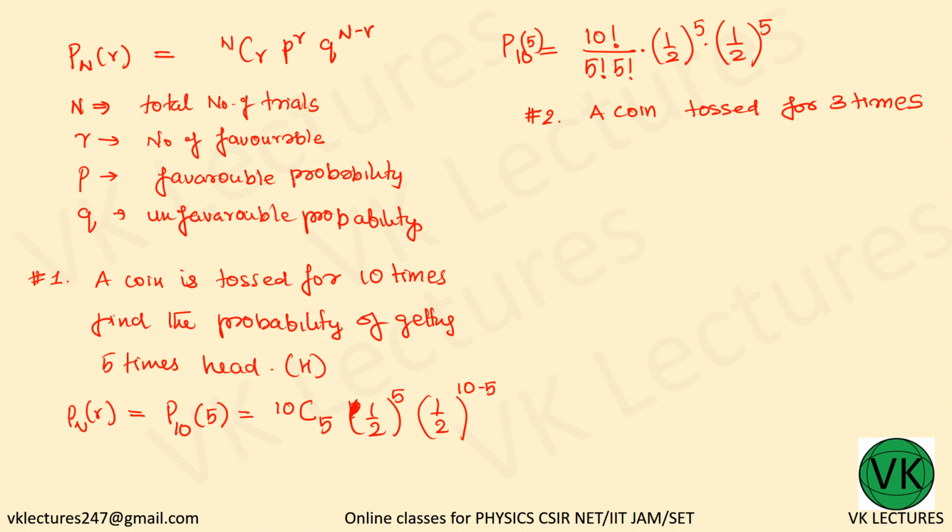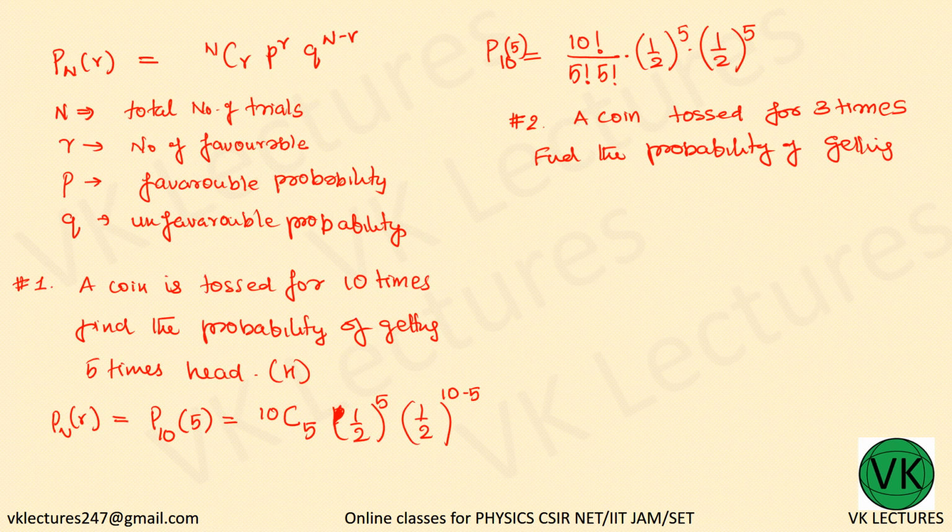Find the probability of getting A, 0 heads, B, 1 head, and C, 3 heads.